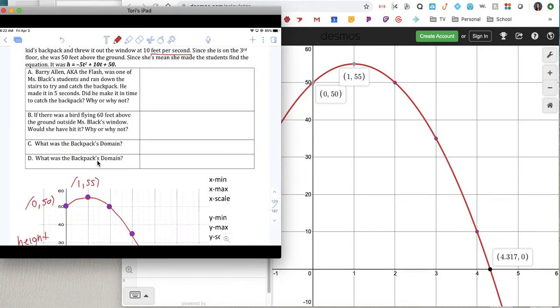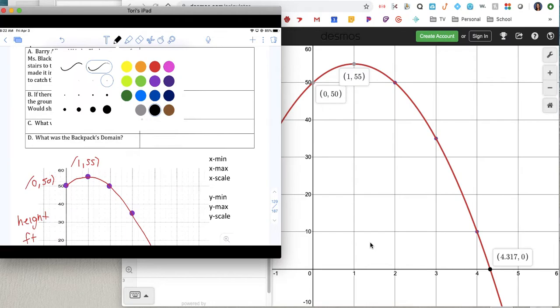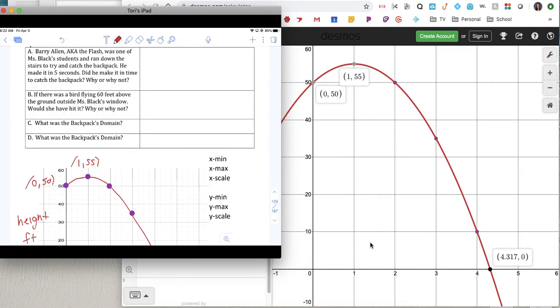All right, Barry Allen, aka The Flash, was one of Miss Black's students and ran down the stairs to try and catch the backpack. He made it in 5 seconds. Did he make it in time to catch the backpack? Why or why not? All right, so if I kind of scroll back down, if my flash shows up right here at 5 seconds, did he make it in time to get the backpack? No, he didn't make it there in time because it already landed at 4 seconds, 4.3 seconds.